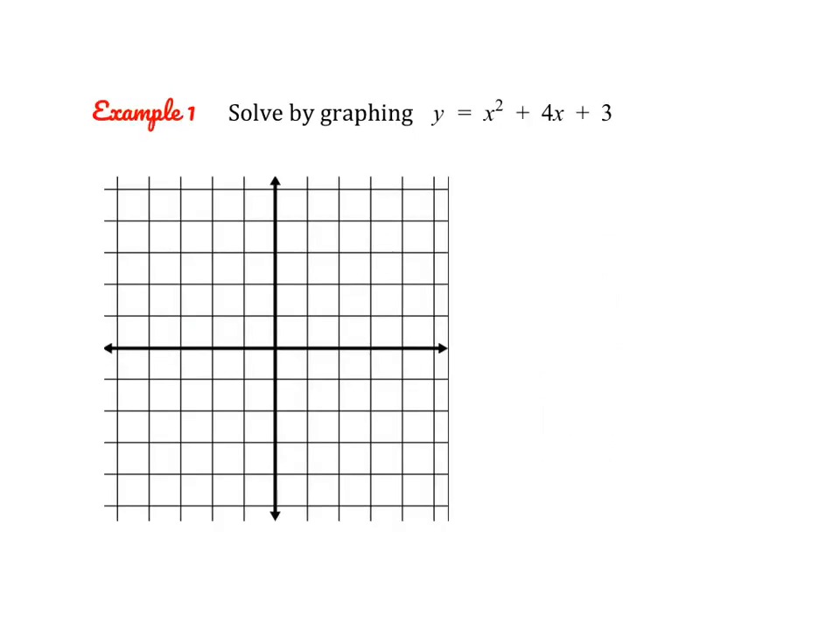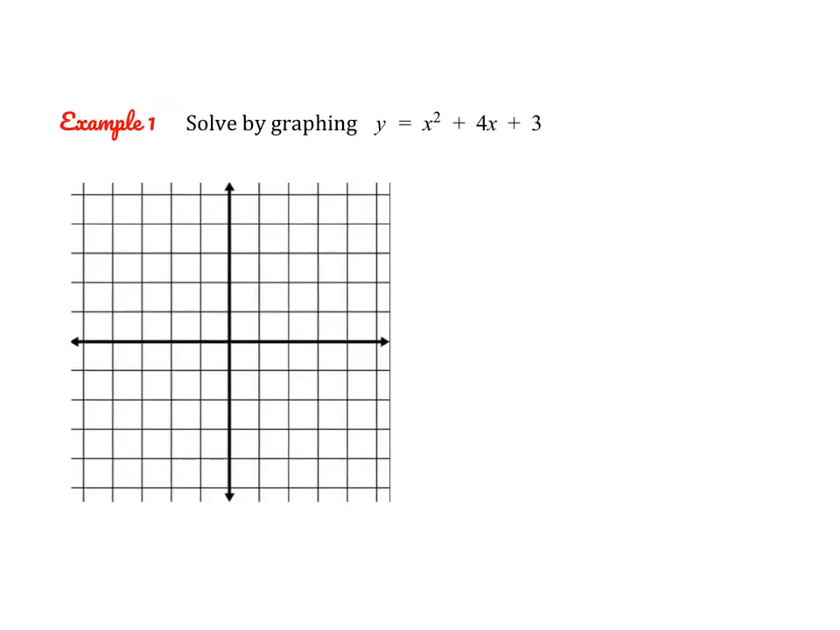Okay, let's give this first one a try. So we're going to solve by graphing, which means first we need to find the vertex, because that's always our first step in graphing. So remember, we're going to use our vertex formula. x equals negative b over 2a. And we know that a is 1 and b is 4.